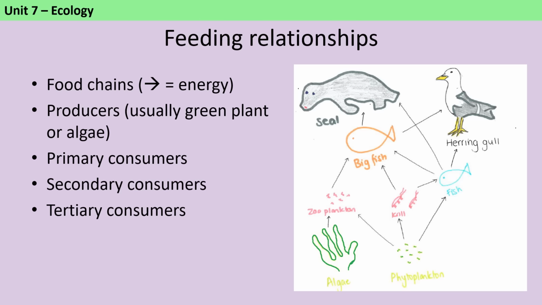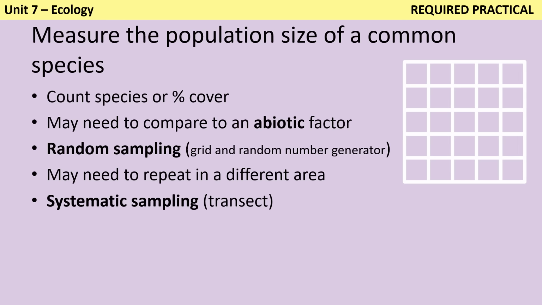We can also say that anything that kills and eats other animals is a predator, and anything being killed and eaten is prey. In a stable community, the numbers of predators and prey rise and fall in cycles. The ecology required practical centres around measuring the population size of a common species such as clover, usually in response to an abiotic factor like light, moisture content or pH.